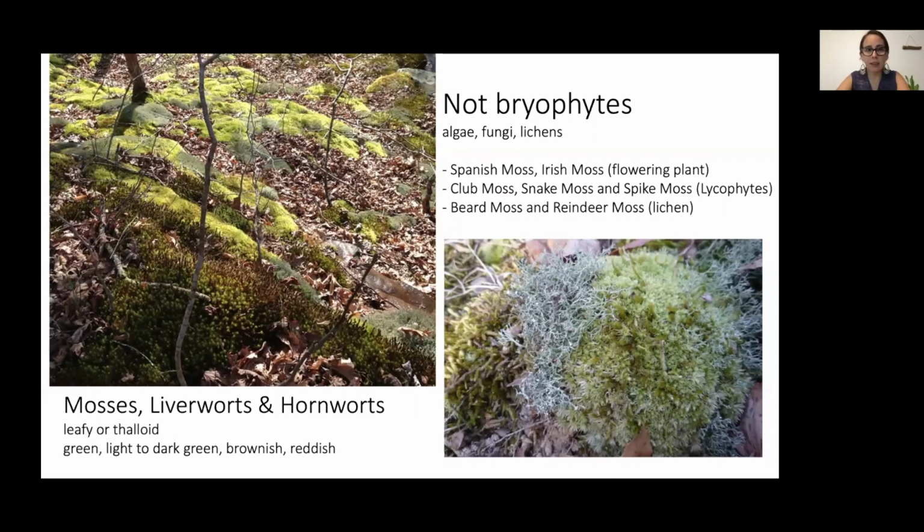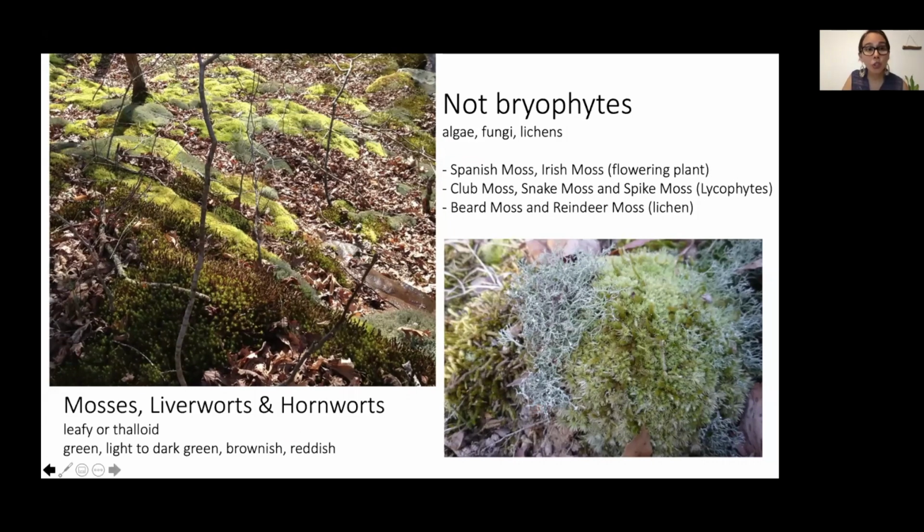And another thing that is kind of disappointing, I don't use common names, which I'm sorry about. I thought about it, but I'm not used to using them. We don't have them in Spanish. But at least I can give you some mosses that are not mosses. Spanish moss and Irish moss are flowering plants. They are not mosses. Club moss, snake moss, and spike moss are lycophytes. They are not mosses. And beard moss and reindeer moss are lichens and are not mosses. So things that are not bryophytes are things like algae, fungi, and lichens.